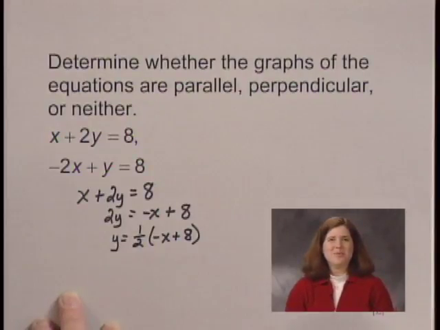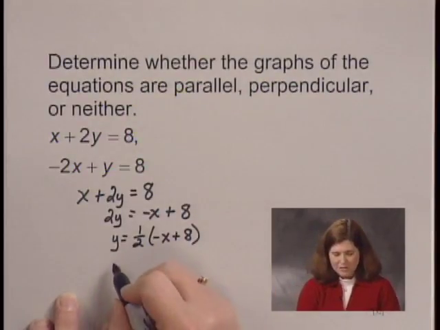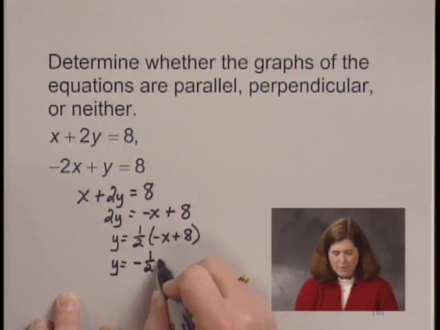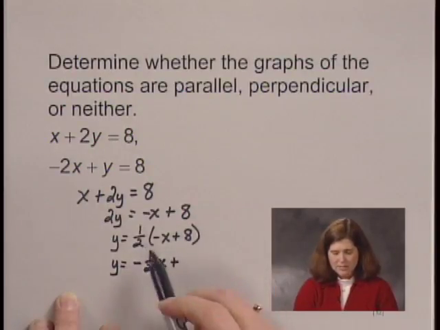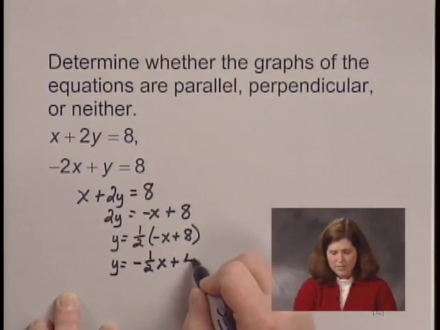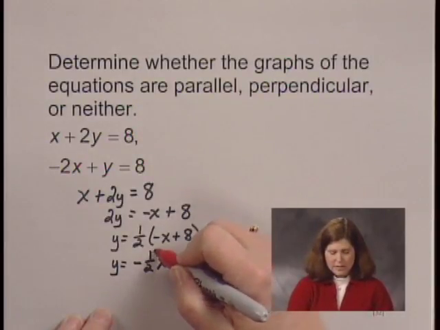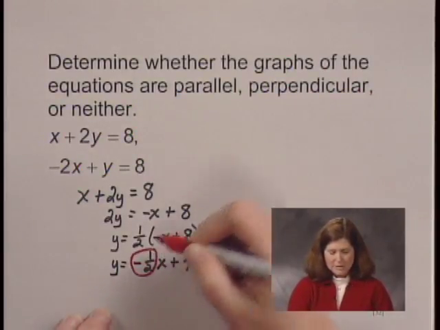And to write that in slope-intercept form, we do the multiplication, and we have y equals -1/2 x plus 1/2 times 8 is 4. And we've written that in slope-intercept form, so we know that the slope of this graph is -1/2.